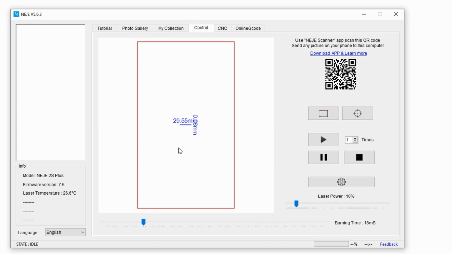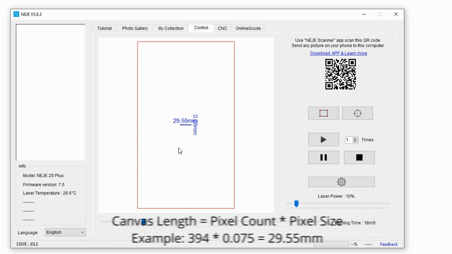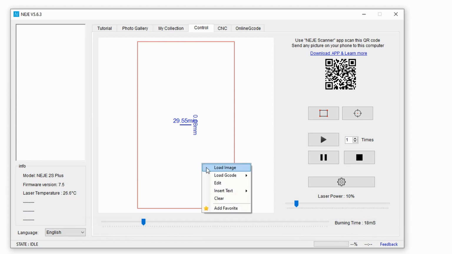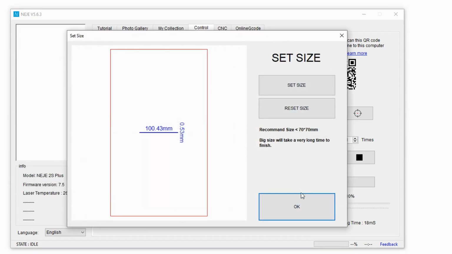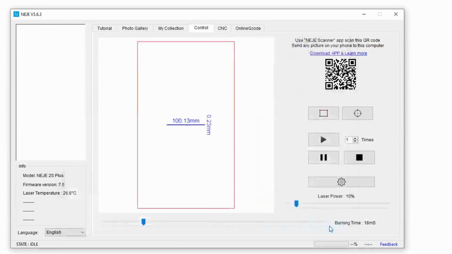And so this has to do with the actual translation from the pixel value in, for example, Inkscape, to the pixel value now in dimension in the software of NEJE. I will now demonstrate this with the line exported at 339 DPI, which is the DPI of the machine. When I finish with the wizard, I end up with 100.13 millimeter, which is pretty close to my original dimension. So this is something to keep in mind.